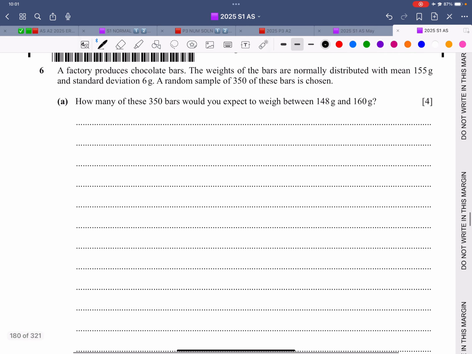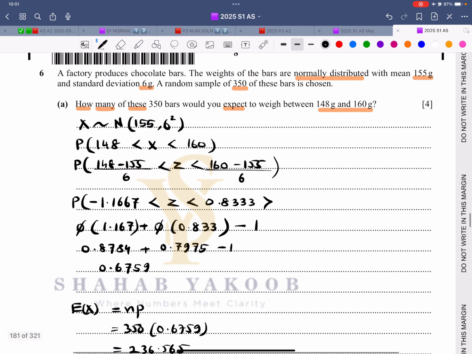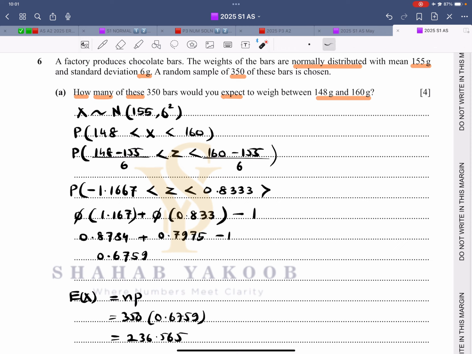Question number 6. Now, this is a normal distribution thing. Let's have a look. It says a factory produces chocolate bars. The weights are normally distributed with mean 155, standard deviation 6. A random sample of 350 of these bars are chosen. Now, as soon as they give you a number of chocolate bars, that means binomial is in the shadows. So first of all, this part, that is about normal. That is, X follows a normal distribution. Find the probability between 148 and 160.